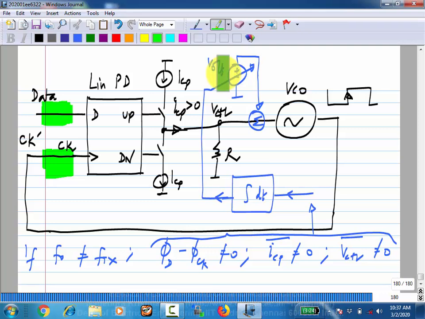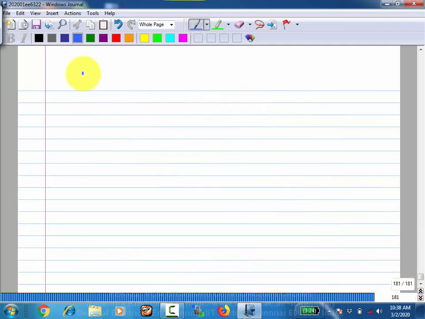Now, how do I implement this? First of all, I have these three quantities here. You can integrate any of them. Which is the easiest to integrate? Voltage? ICP, right? How do you integrate ICP? So if I pass ICP through a capacitor, across that I will get the integral of ICP.